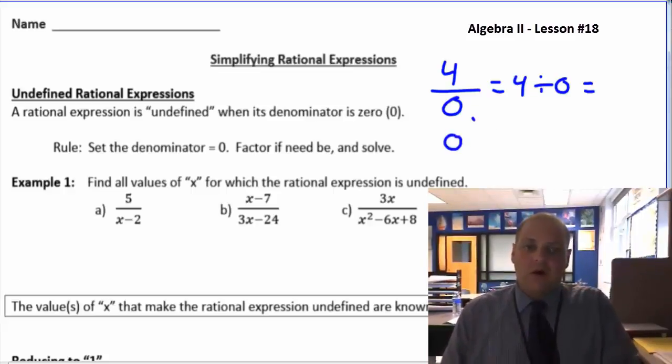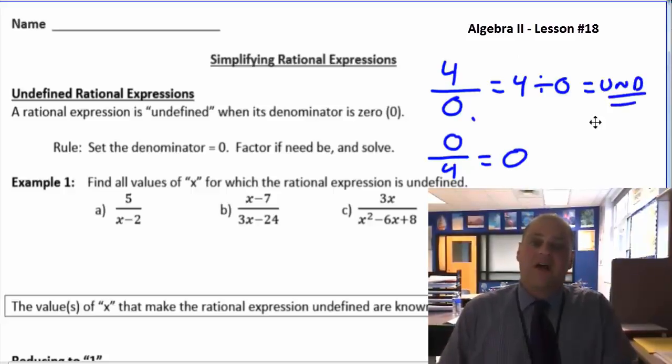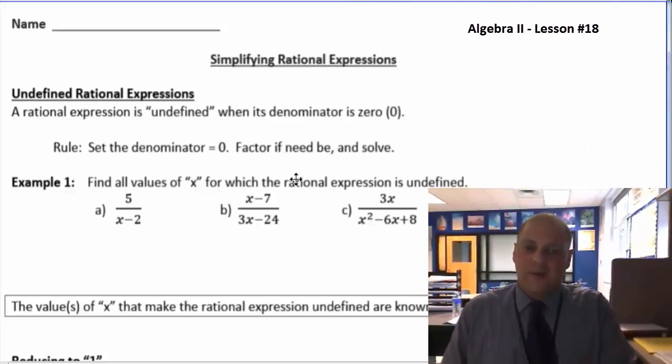Now you can do 0 divided by 4, and that gives you 0. But 4 divided by 0, there is no answer. It's just undefined. So we're just going to put UND, and that means undefined. So whenever the denominator is 0, not has a 0 in it, but is 0, that's when we have an undefined fraction. So that's what this whole first section is about here.